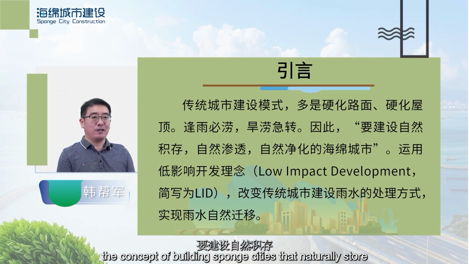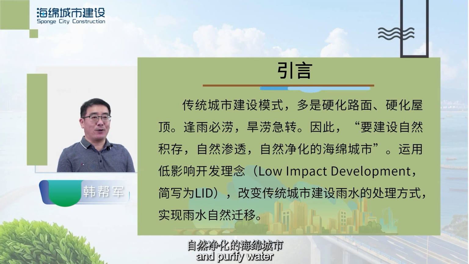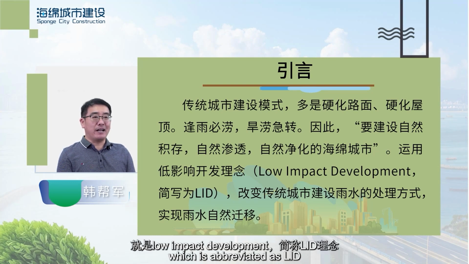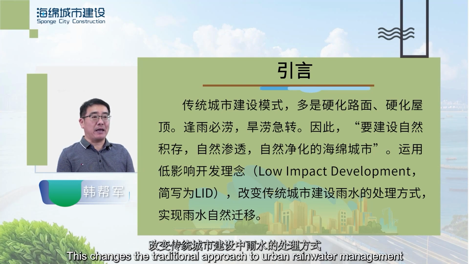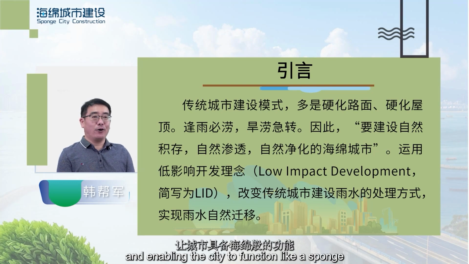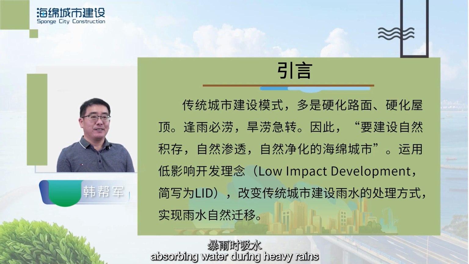The concept of building sponge cities that naturally store, infiltrate, and purify water uses the low impact development concept, which is abbreviated as LID. This changes the traditional approach to urban rainwater management by harnessing natural forces for drainage and enabling a city to function like a sponge, absorbing water during heavy rains and slowly releasing it afterward, achieving natural rainwater migration.